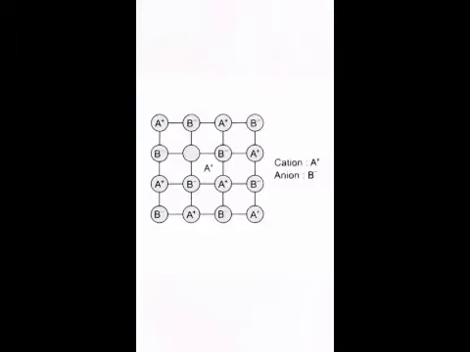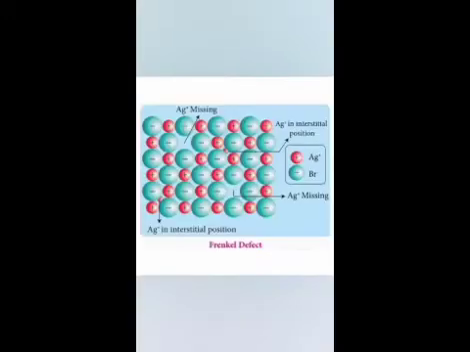Some of the necessary conditions of Frenkel defect are that the size difference between cation and anion should be very large and the coordination number should be very low. Now with the help of a diagram, I will try to explain in detail. As in this solid, we can say that cation A is missing from its initial position. And in this solid, we can say that cation A is missing from its initial position.